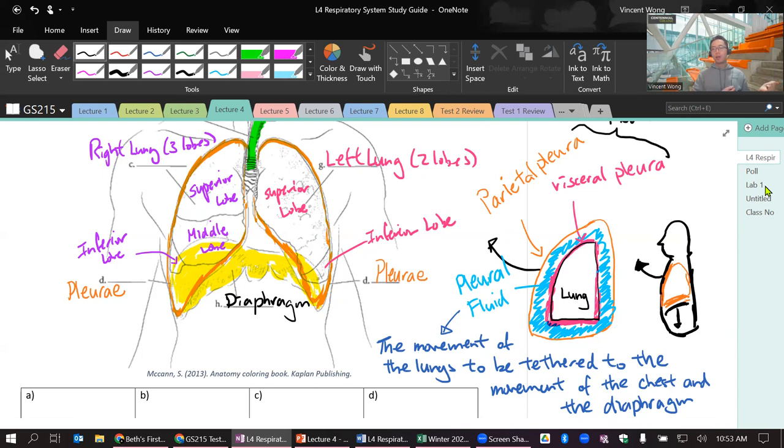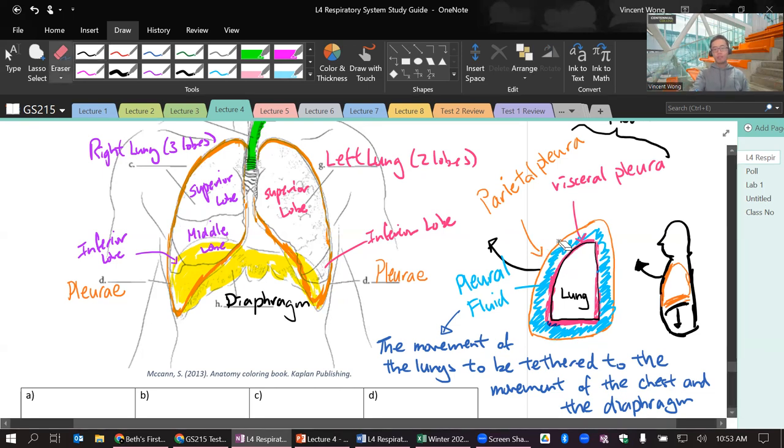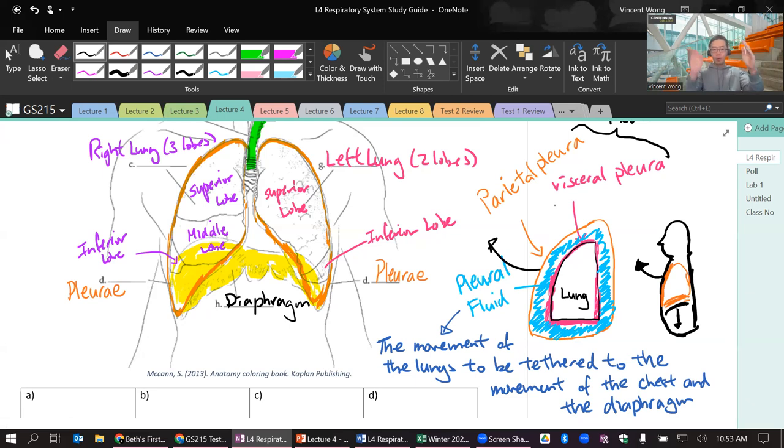If a person has like a puncture wound, right, it's called pneumothorax, we will revisit that next class as well. The puncture can cause the liquid to leak out. And once you lose the liquid, the orange layer, the parietal pleura, will no longer be stuck to the visceral layer. So your chest could be moving, but your lungs are not moving with it. So like you are doing the act of breathing, but you're not actually inhaling because the lungs are not expanding with your chest. So you wouldn't be able to breathe on the side of the lung that has the puncture.